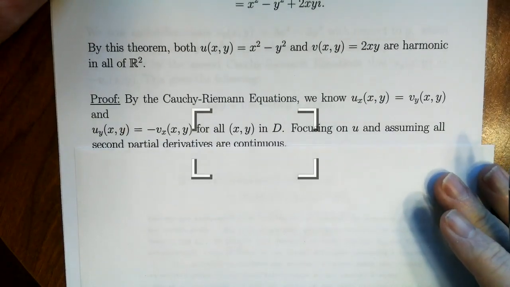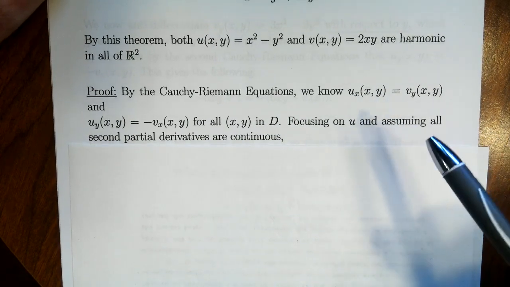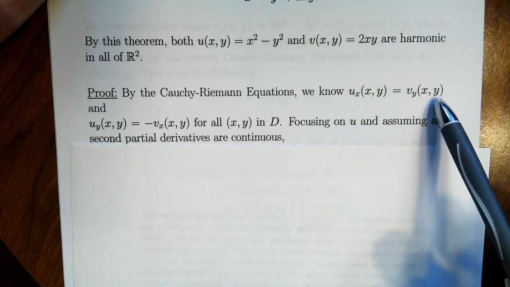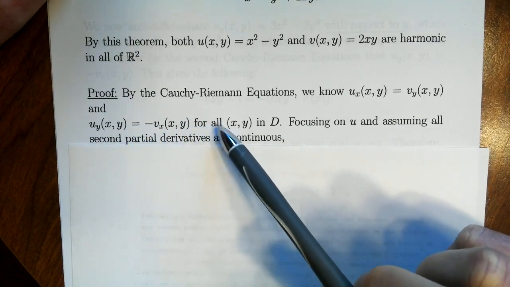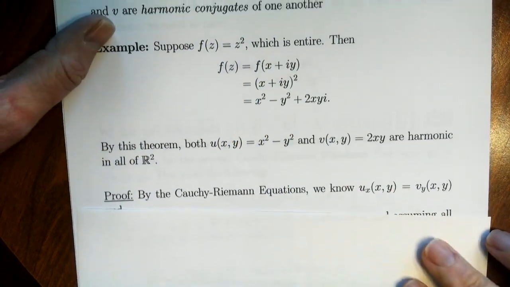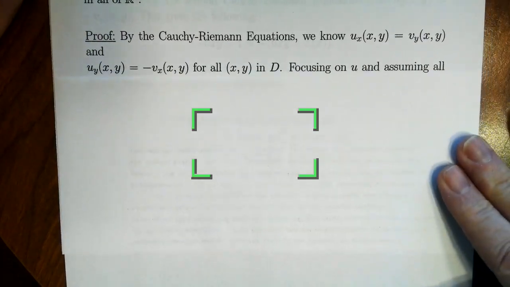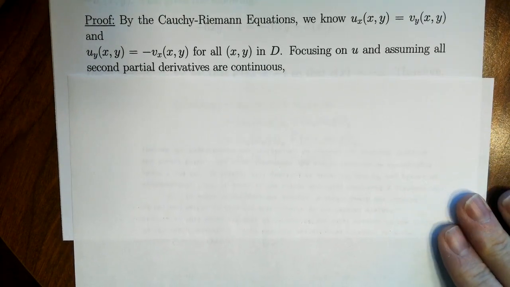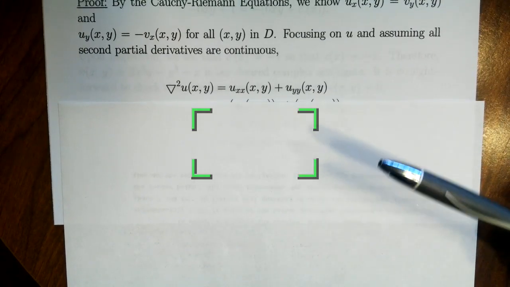Now we're going to prove this because it's a simple proof that uses the Cauchy-Riemann equations. We know that the partial of u with respect to x is equal to the partial of v with respect to y, and the partial of u with respect to y is minus the partial of v with respect to x. That's true in all of D, because f is analytic in D, and when a function is analytic, the Cauchy-Riemann equations have to hold. Let's focus on u for a moment, and we'll assume all second-order mixed partials are differentiable.